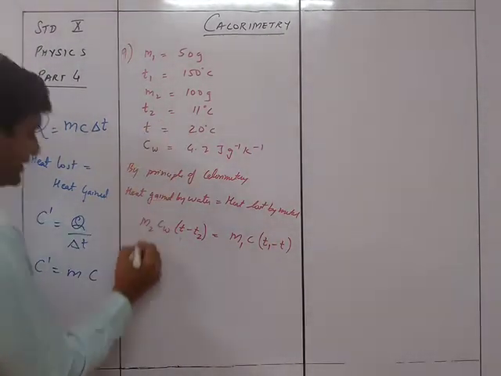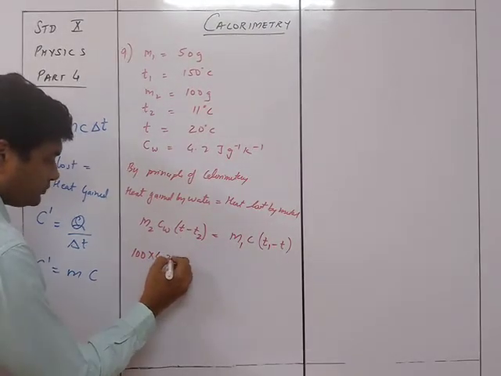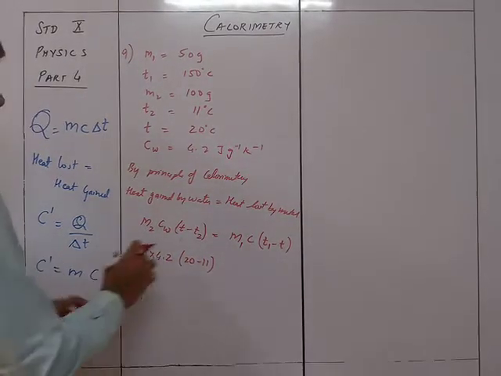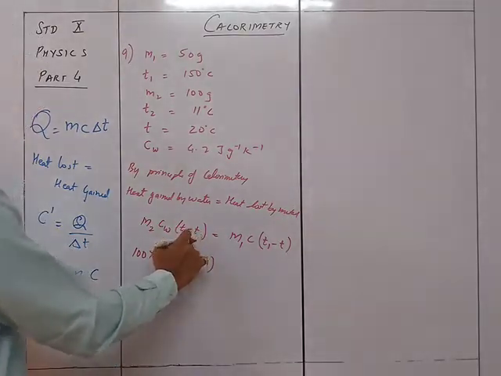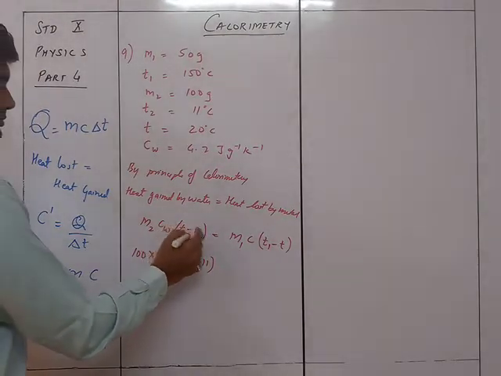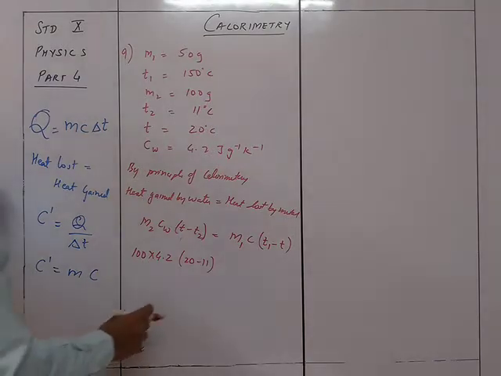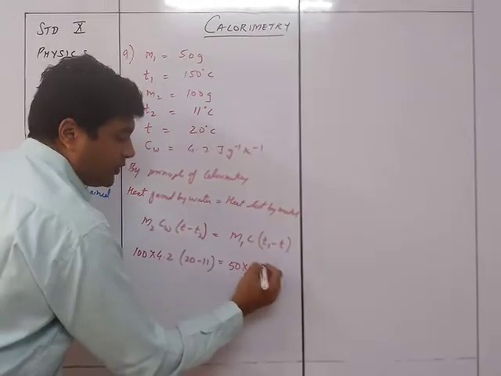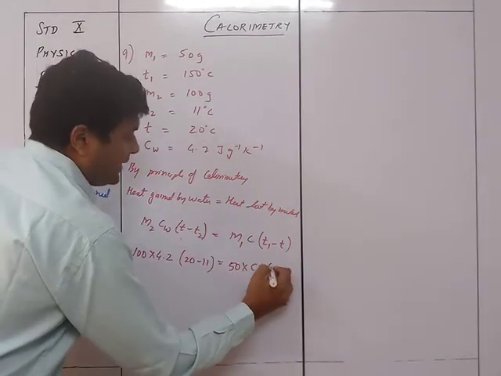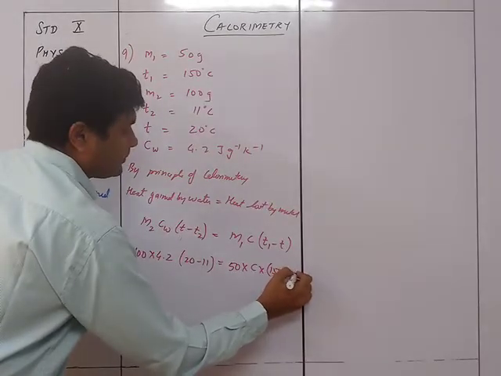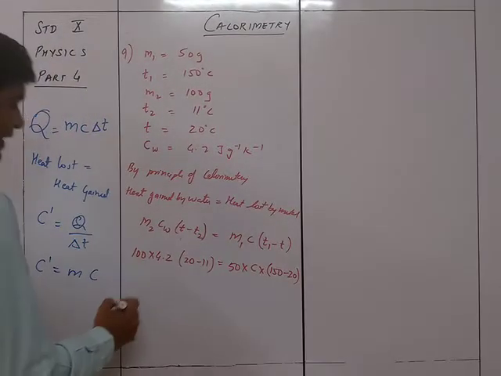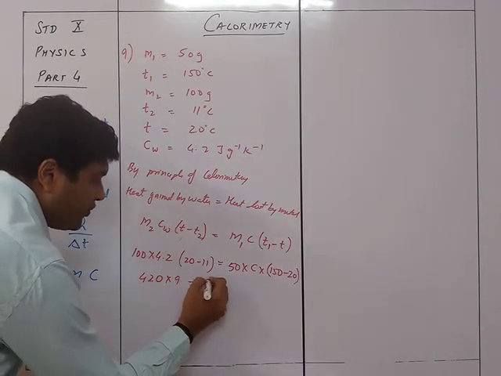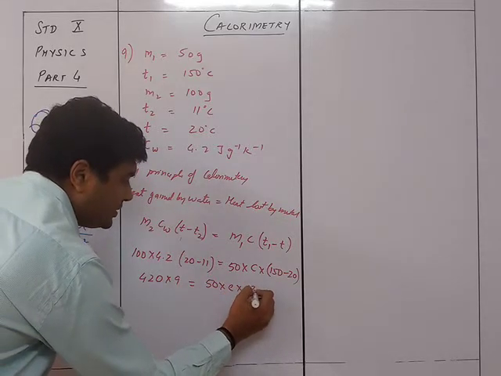So M2 is given as 100 grams into 4.2 into 20 minus 11. Okay, because it is T minus T2, that is 20 minus 11, is equal to 50 grams into C, which is what we need to find out, into 150 minus 20. So this will give you 420 into 9 is equal to 50 into C into 130.